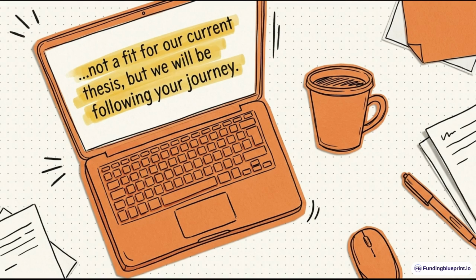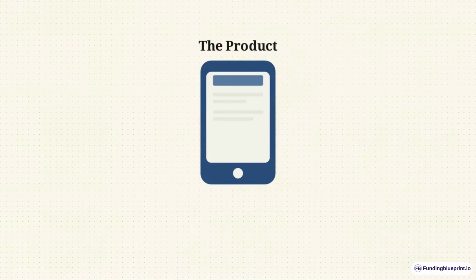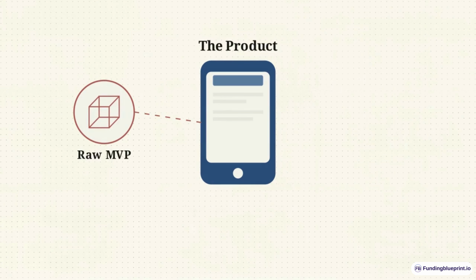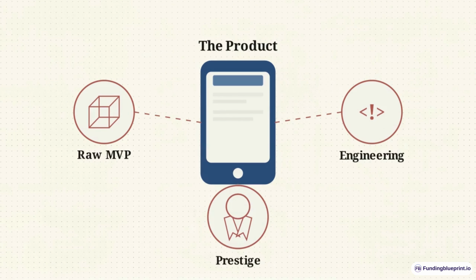3 days later, the email arrives. It's complimentary and well-wishing, but it passes on the investment. It's the classic soft no. Founders usually blame the product itself. They assume the MVP is too raw, the engineering isn't sophisticated enough, or their own pedigree lacks the necessary prestige.